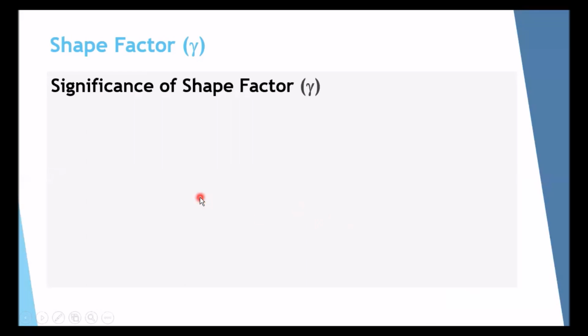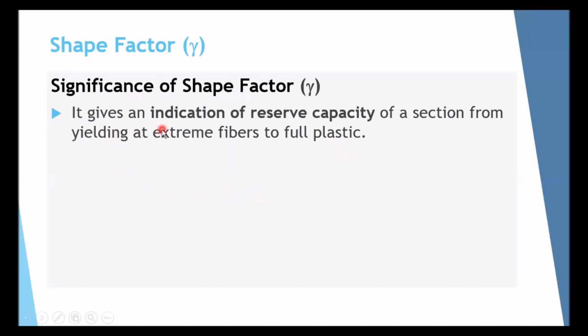What is the significance of shape factors? It can help us with a few things. First, it gives an indication of the reserve capacity of a section from yielding at extreme fibers to full plastic. Okay, if you have a higher value of shape factor, it means you have more reserve capacity. It will reach the yield first and will take more time to reach the fully plastic stage. If the M elastic is known and I know the shape factor, I can directly get the M plastic, because the shape factor equals M plastic divided by M elastic. So if I know one of them, I can get the second one.